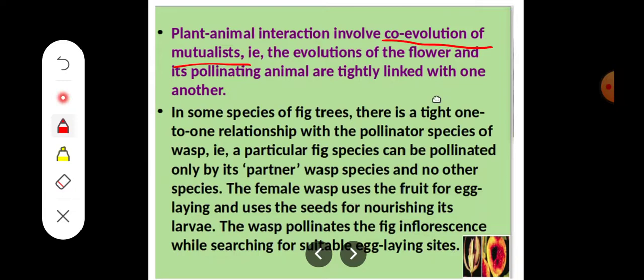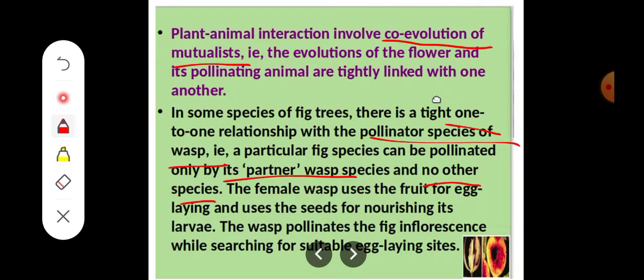One-to-one relationship means that only this insect called wasp can help the fig tree. Right? So there's a tight one-to-one relationship with the pollinator species of the wasp. That is, a particular fig species can be pollinated only by its partner wasp insect, and no other species can help in pollination. If it is a fig species, it can be pollinated only by its partner wasp species and no other species will do it.